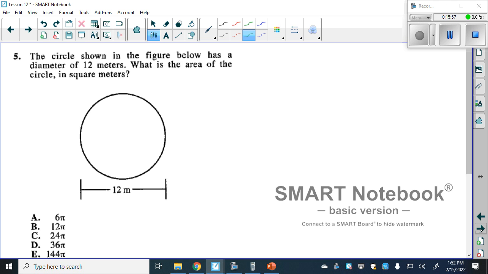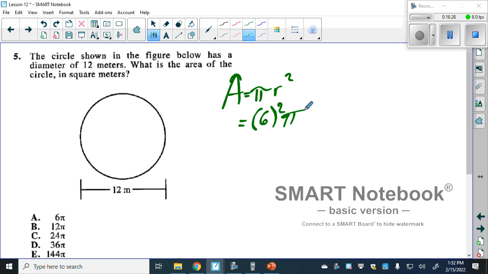So, let's look at number 5. The circle shown in the figure below has a diameter of 12 meters. What is the area of the circle in square meters? Well, area is equal to what? Pi r squared. If the diameter is 12, what's the radius?